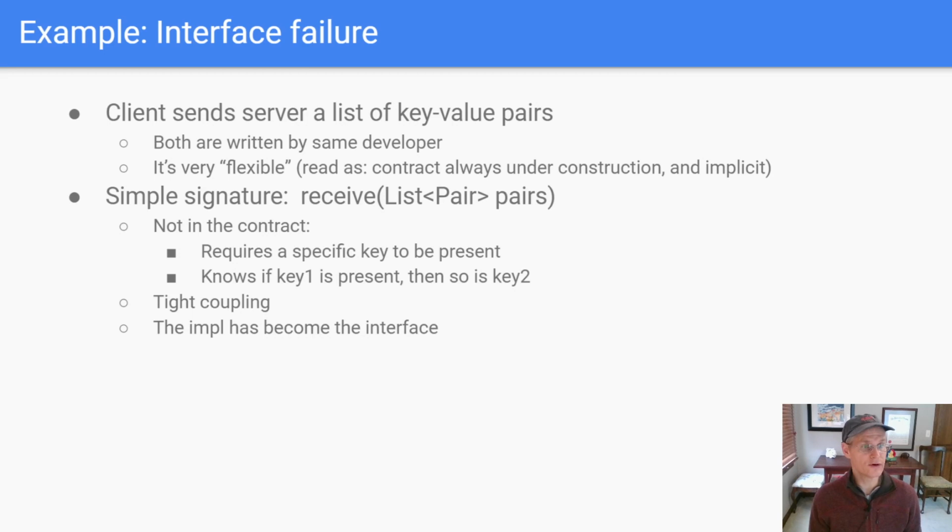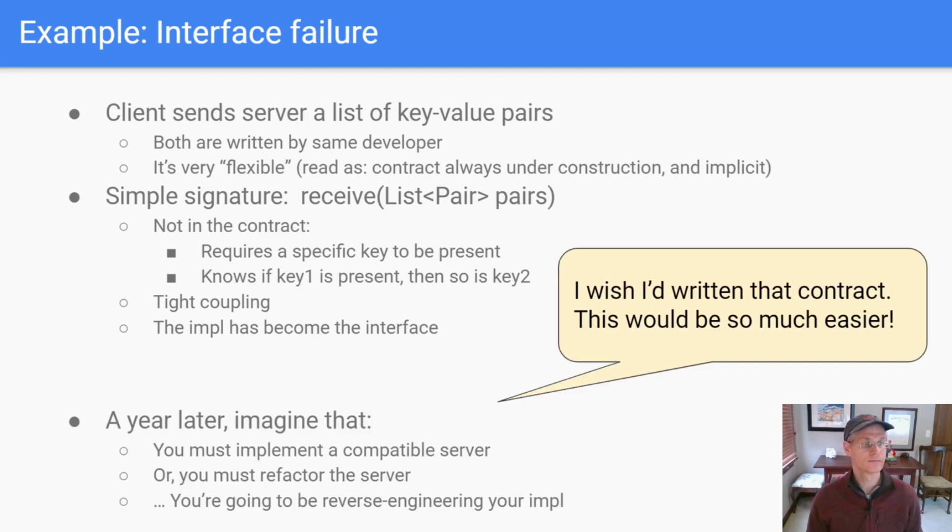And the only way you could find out about these rules, for example, that certain keys had to be present, and if certain other keys were present, they implied the existence of other ones, all that was only found in the implementation. Incredibly tight coupling, and this was 100%, the only way you could understand things was by reading the implementation. So just imagine a year later, you come back, and someone asks you, you need to write a compatible server, or you need to refactor that server. Suddenly you're going to be reverse engineering your implementation. And it would just have been so much easier if you'd written the contract in the first place.